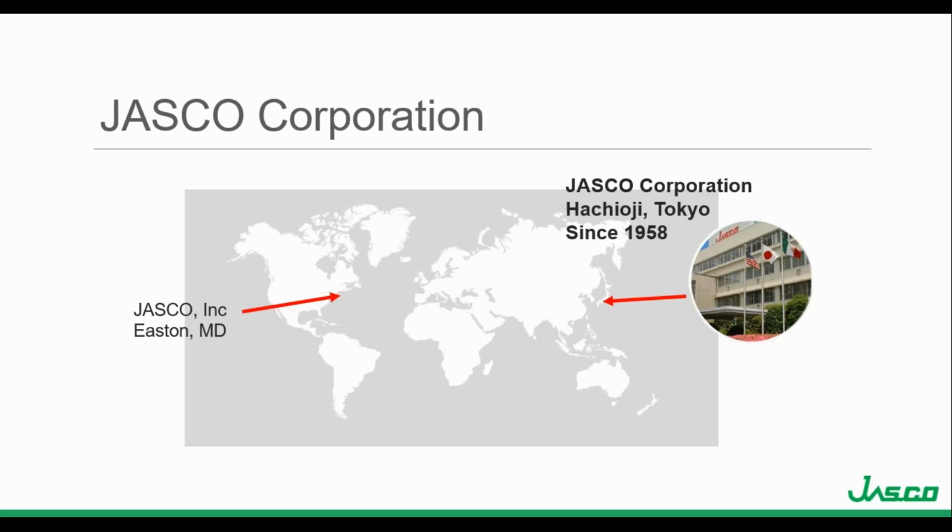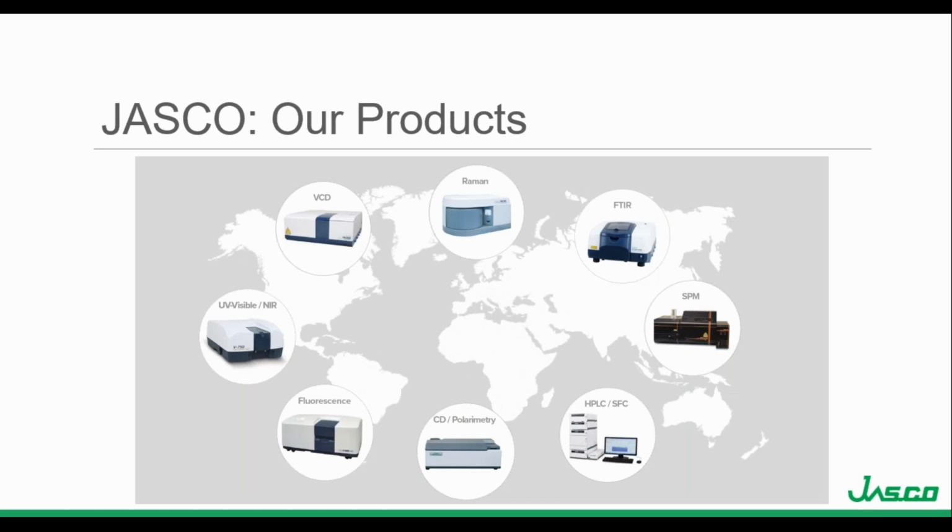So JASCO Corporation, or the Japan Spectroscopic Company, was founded in 1958 in Tokyo, Japan, by a Nobel laureate spectroscopist. Today, our headquarters and factory are in Hachioji, Japan, with our Americas office located on the eastern shore of Maryland. While the first instrument developed was an IR spectrophotometer, JASCO now offers a wide range of spectroscopy and chromatography instruments, including circular dichroism, where we have been the world leader in research and production since 1961.